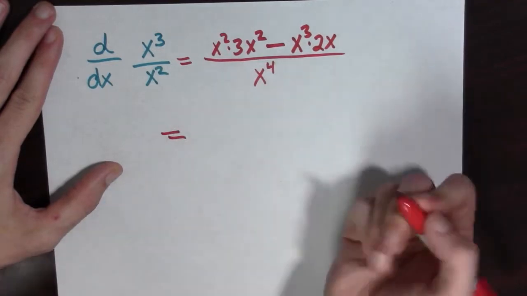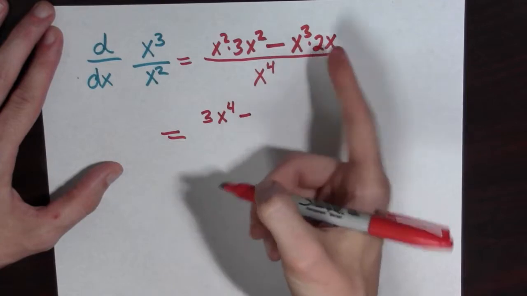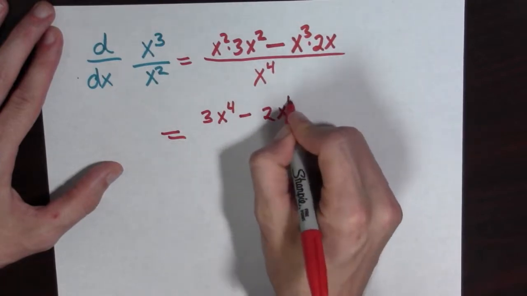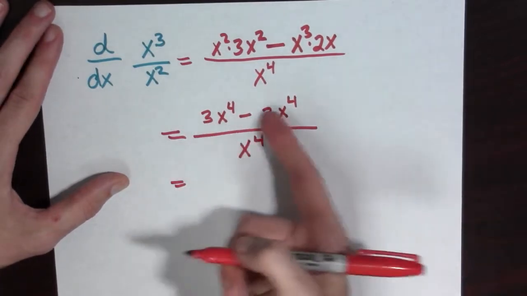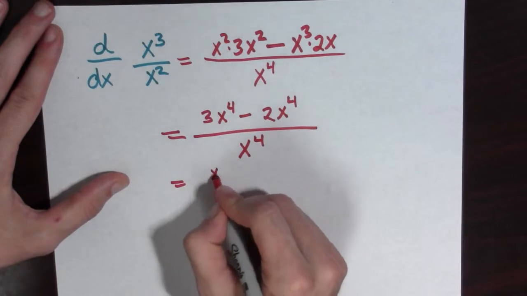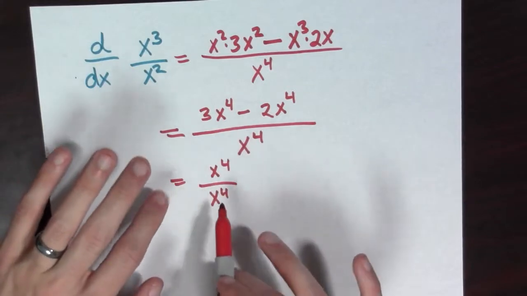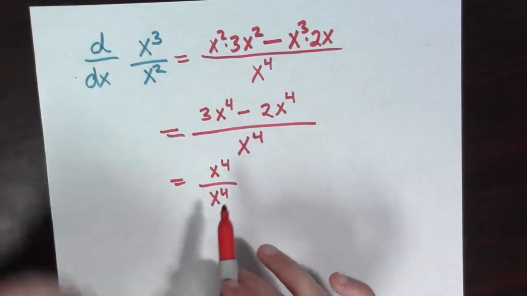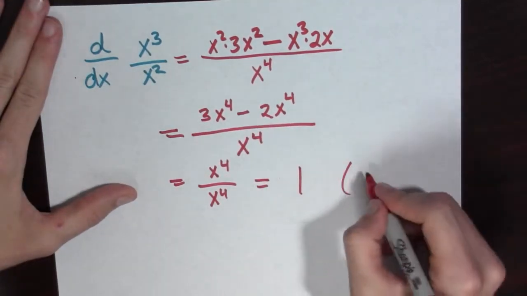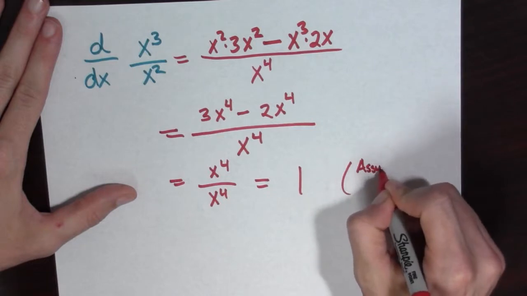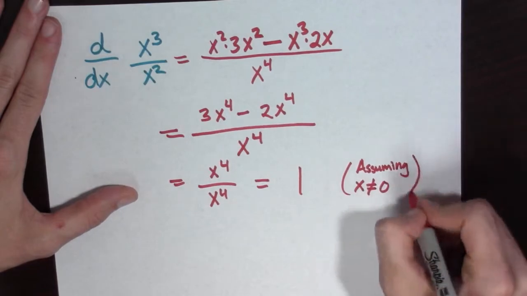So let's see what happens. We're going to say this is equal to, well, 3x to the 4th minus 2x to the 4th all over x to the 4th, and this is equal to, what's 3 minus 2? Well, it's 1, so it's going to be x to the 4th over x to the 4th, and as long as x is not equal to 0, we can cancel these. Well, let's think about our original function, and in our original function, x can't be 0, so this is equal to 1, assuming x is not equal to 0.